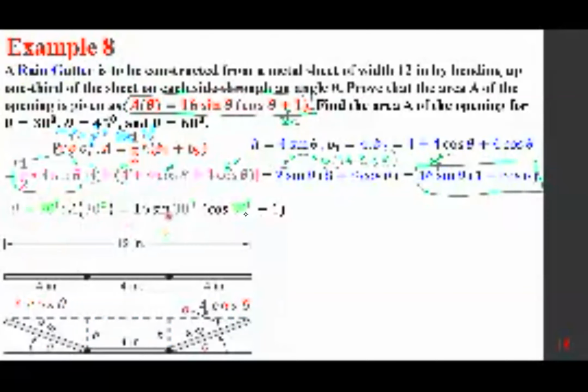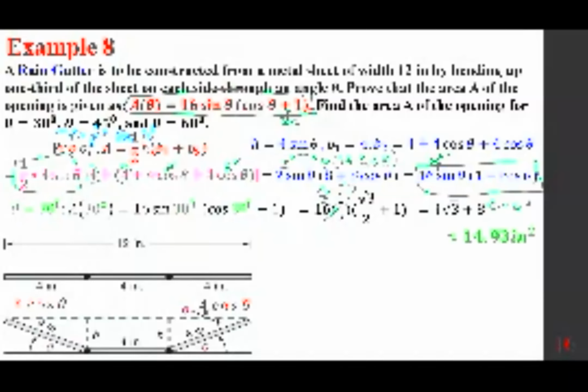And sine of 30 is 1/2. Cosine of 30 is square root of 3 over 2. This is 8. When you distribute, you get 4 square root of 3 plus 8. This is an exact answer, everybody. Exact answer. And you can do the approximation.